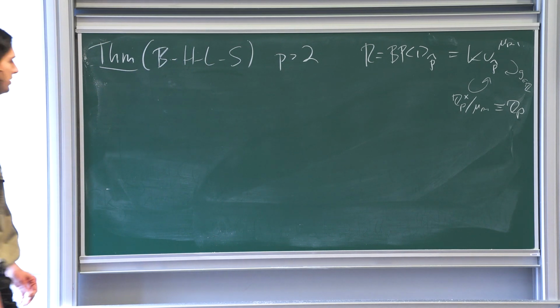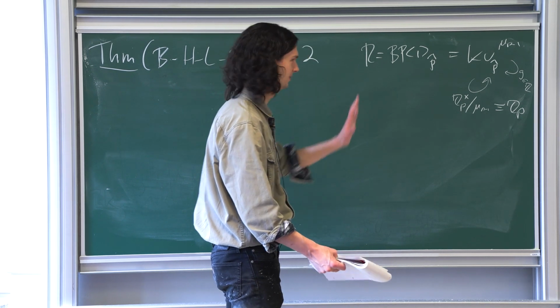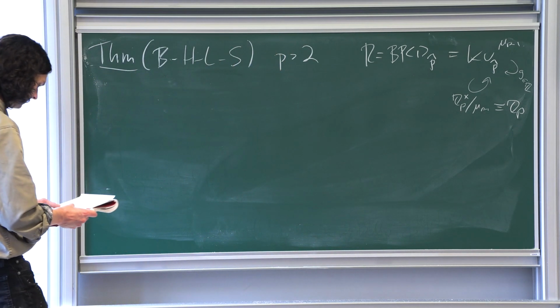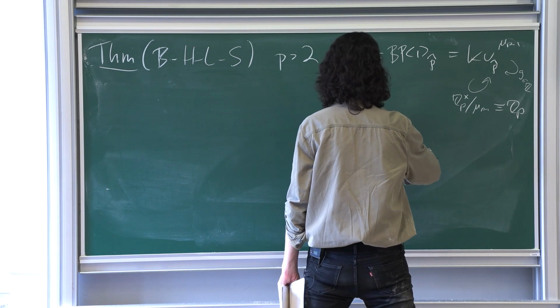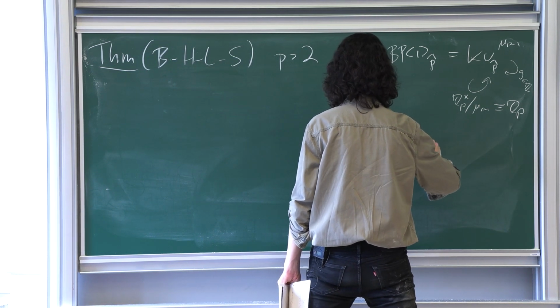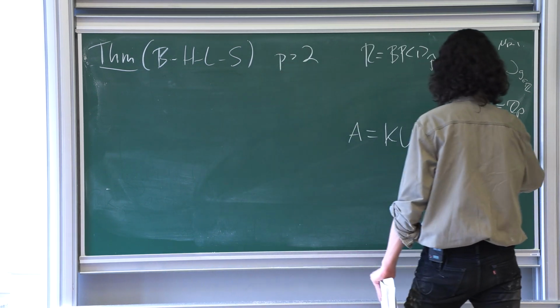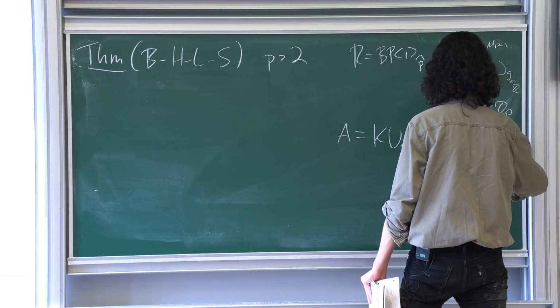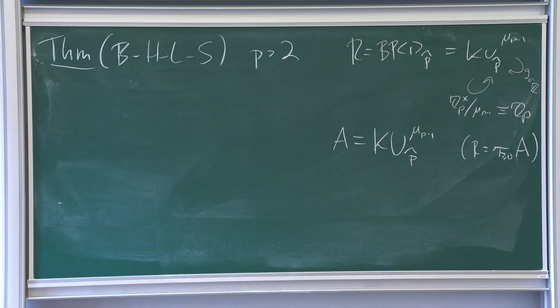No, fixed points. Did I say orbits? Oh, I meant fixed points in any case. Yeah. And then I'm going to take A to be the connective version. So this is called the atom summand. So that's why I'm calling it A. So then R is tau greater than or equal to 0 of A.